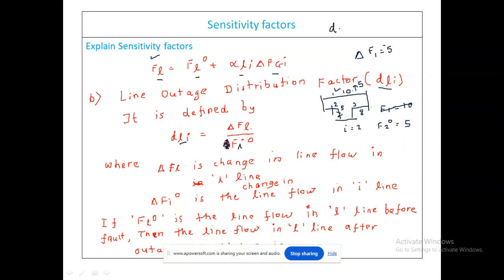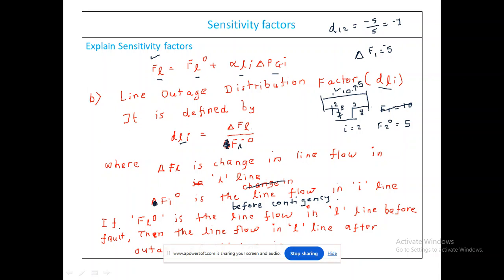Now I have taken L equal to 1 and I have taken i as 2. So D12 is equal to minus 5 divided by 5. So this will give you minus 1. So likewise, the various line outage distribution factors are calculated. Okay, so here it is written: delta FL is the change in the line flow in the Lth line, and here FI naught is the line flow in the ith line before contingency. Please make this correction.